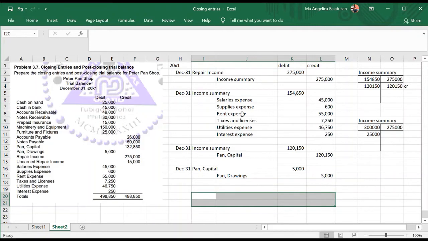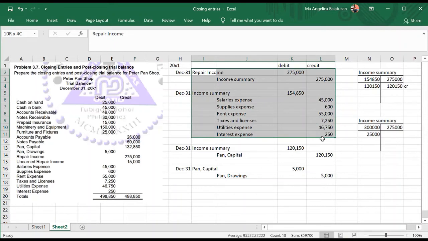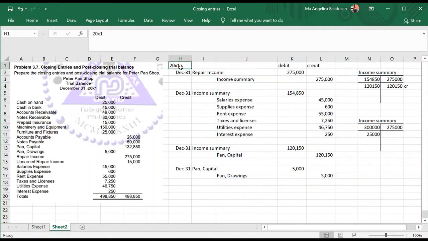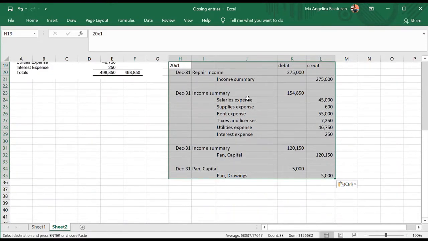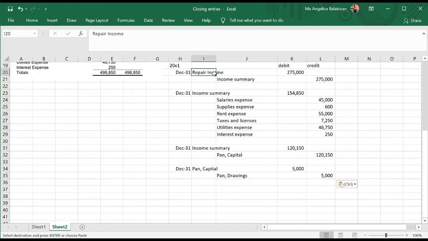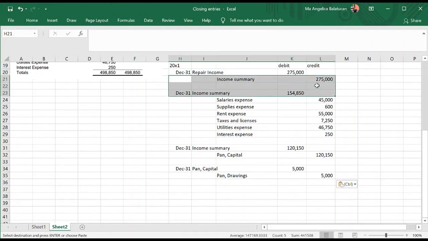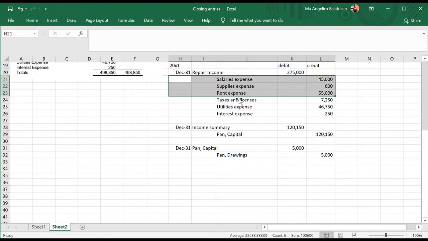Another way also on preparing the closing entries is you can combine the income and the expenses into just one entry. Okay, so this is an alternative. So you can do this one especially if there are only few transactions. So for example, this one, there's only one repair income. So you can combine the expenses and the revenue. Okay, so we're going to combine. Okay, so that this one. So one entry lang siya, one compound entry.